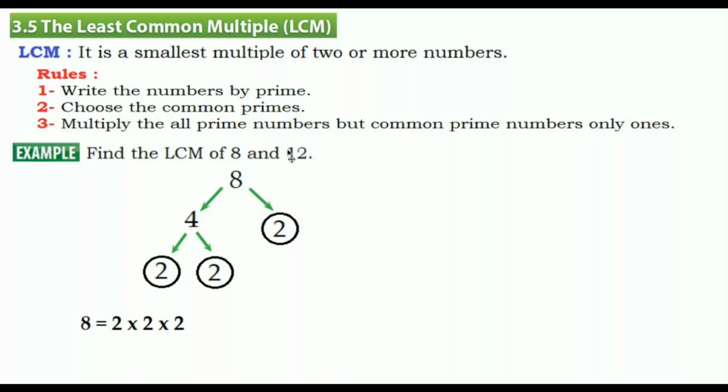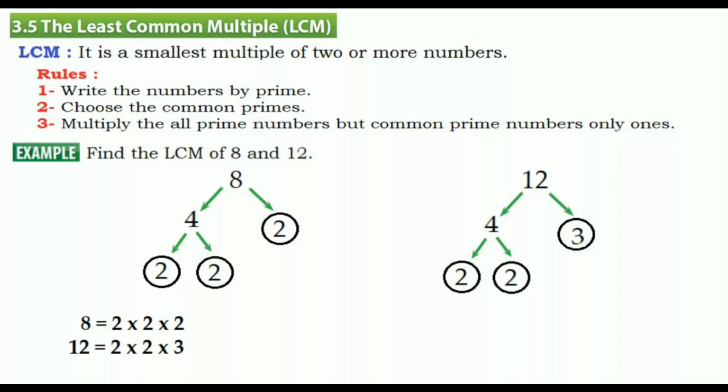Now let's write another number, which is 12, by prime. How can we get 12? Everybody, 4 and 3. Is 4 a prime number? No. We are going to continue from 4. Then is 3 a prime number? Yes, we are going to make it circled. Now let's continue with 4. Which two numbers? Which are 2 and 2. Is 2 a prime number? Yes, so we are going to make them circled. Now let's write 12 by prime, which is 2 times 2 times 3.